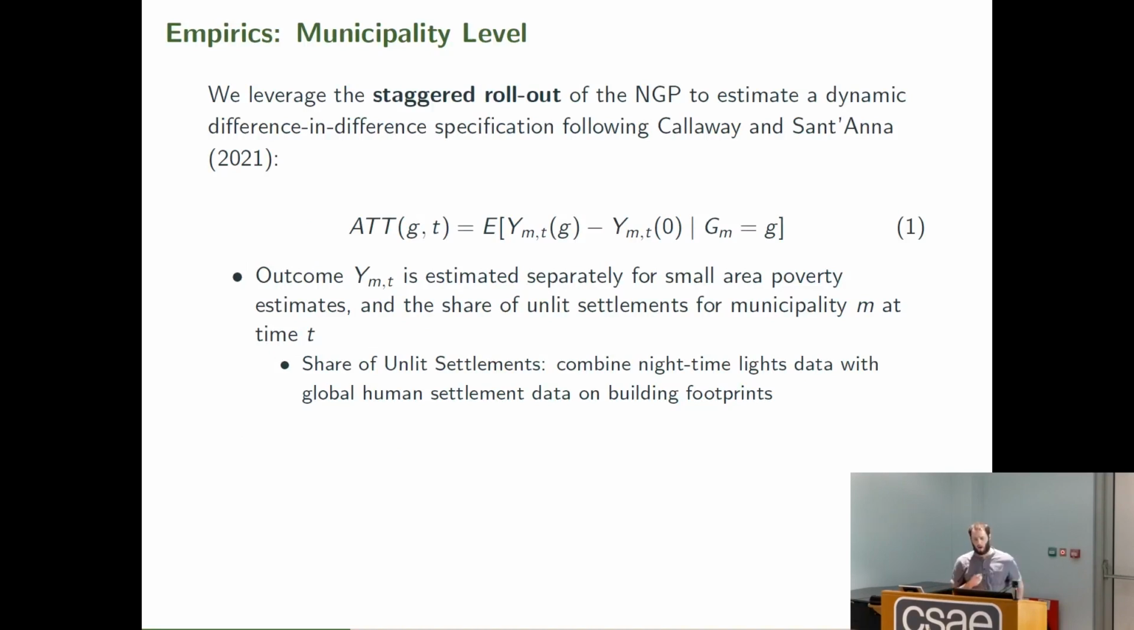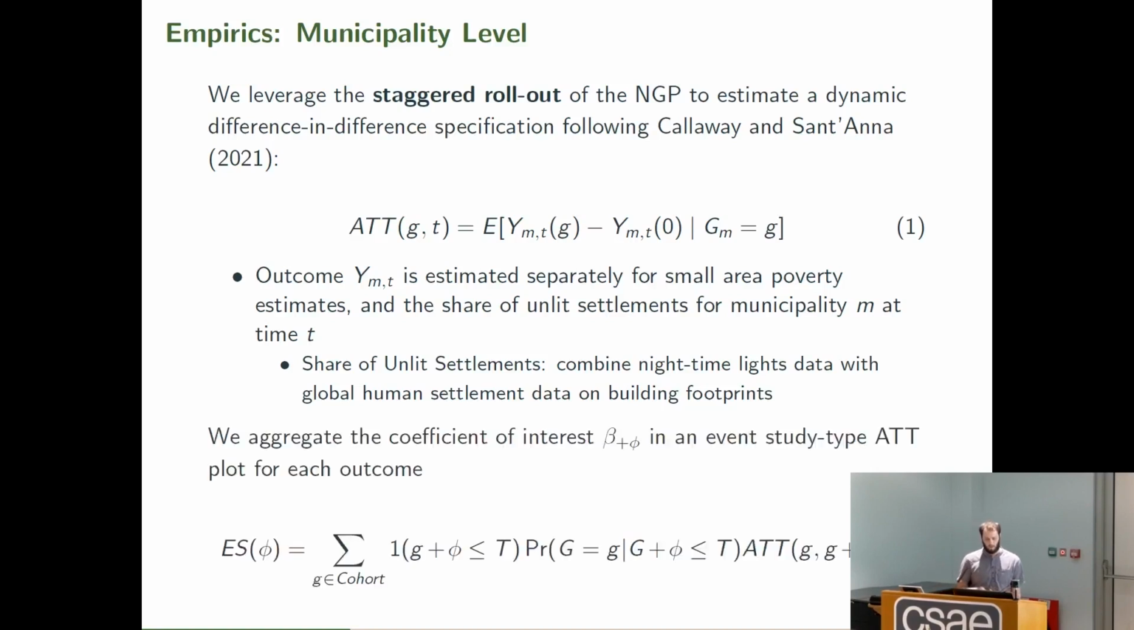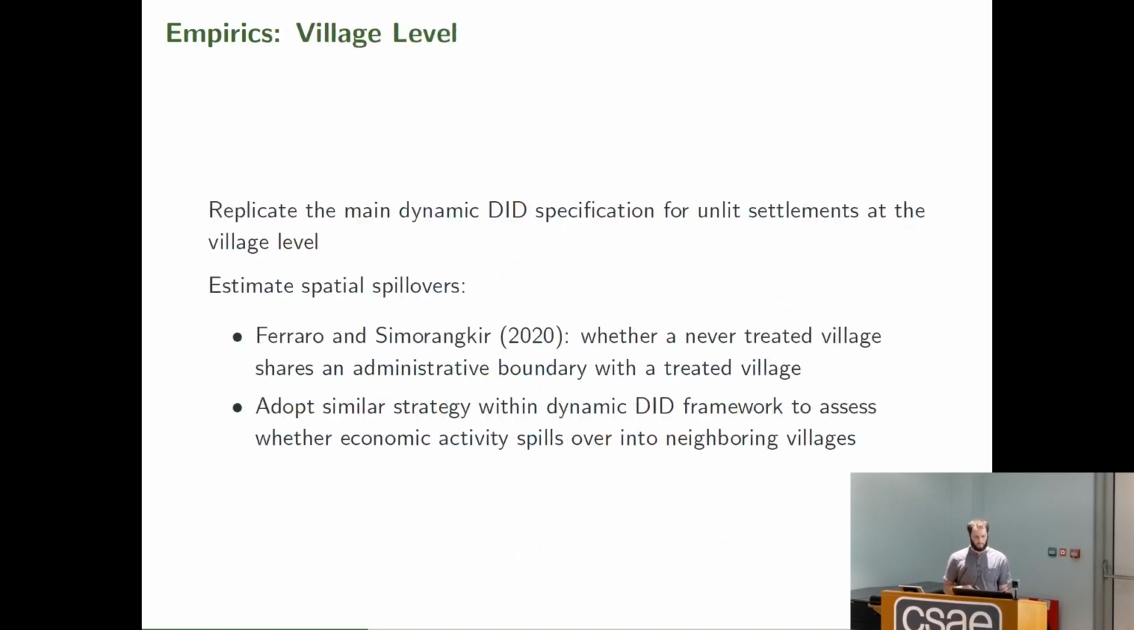All right, so we're going to use a staggered rollout and follow this estimator by Callaway and Sant'Anna. Our main interest is in two outcomes: small area poverty estimates, as well as the share of unlit settlements for a municipality in time T. For the share of unlit settlements, we build a panel data set combining nighttime lights with global human settlement data. You can think of this as just the absence of nighttime light. And then we'll also create some event study type plots that aggregate the coefficients across time.